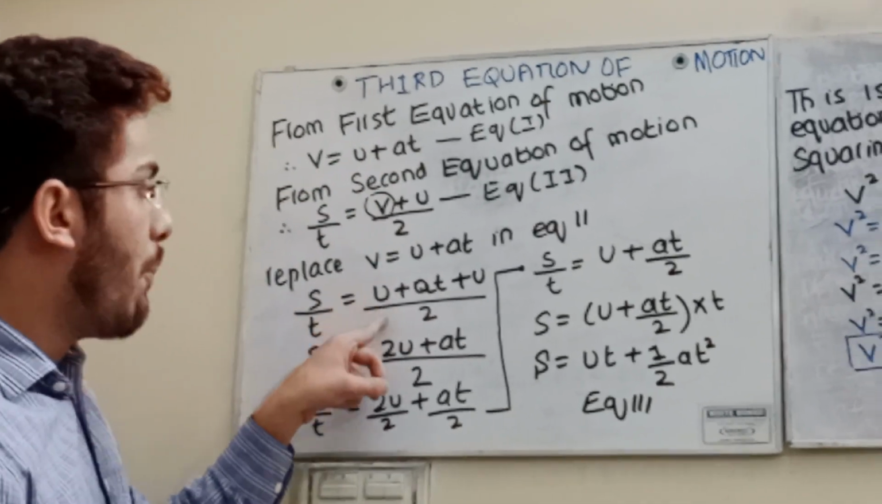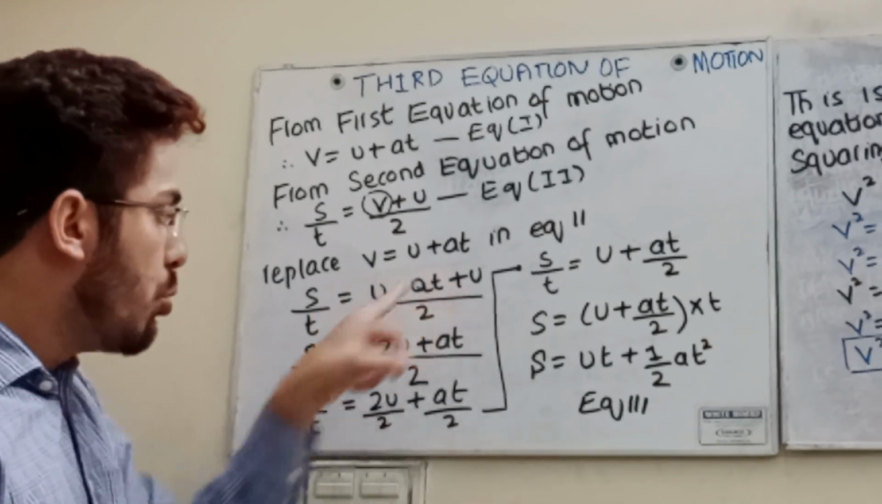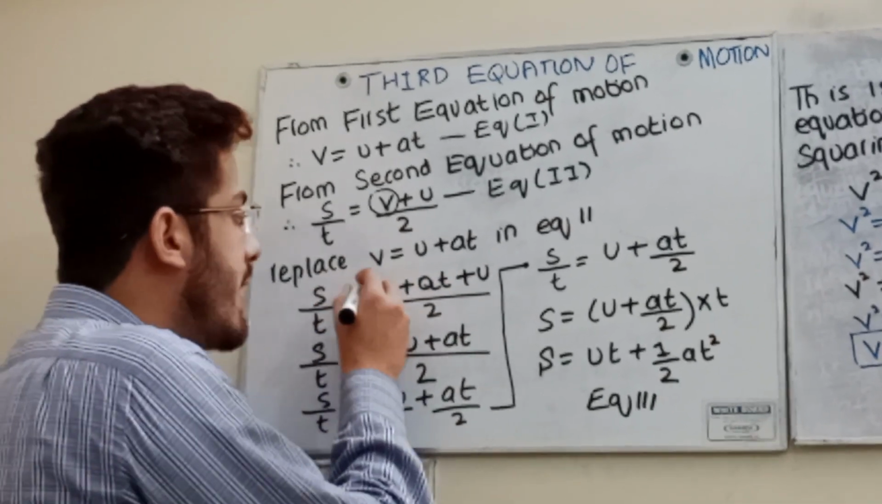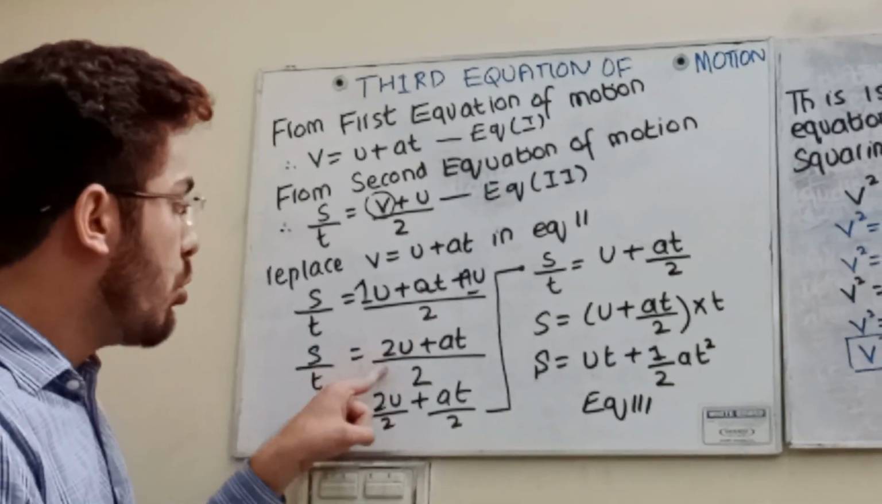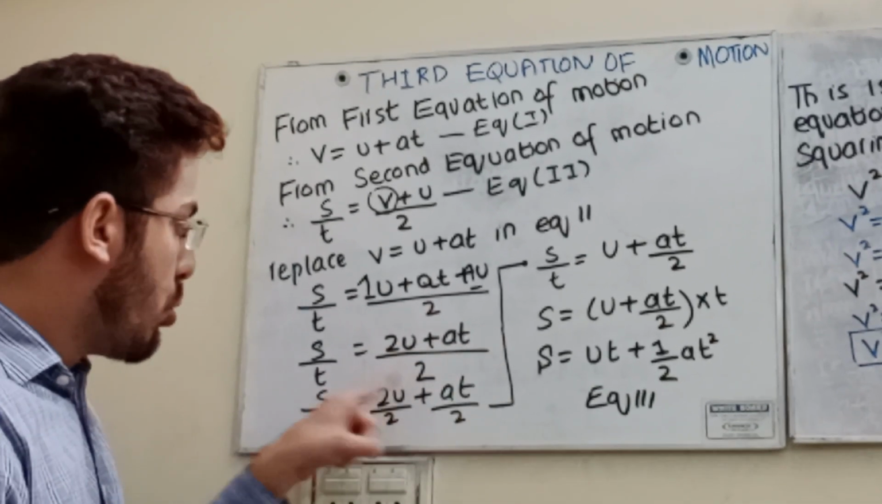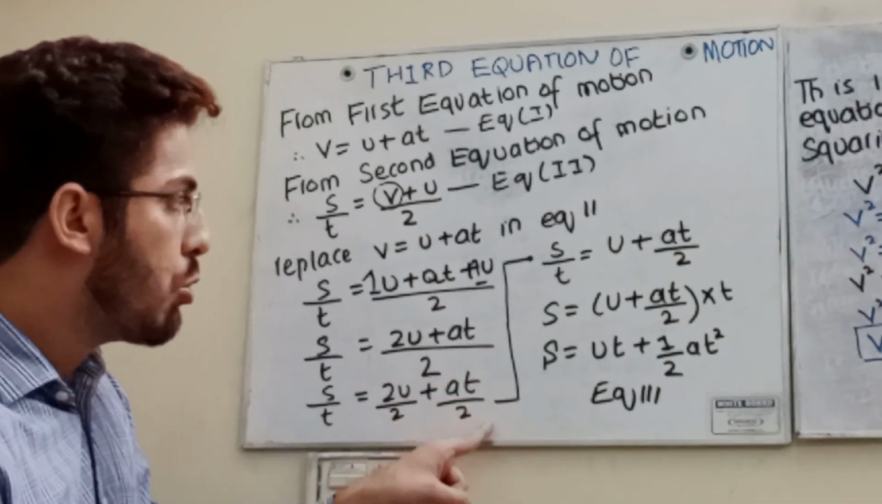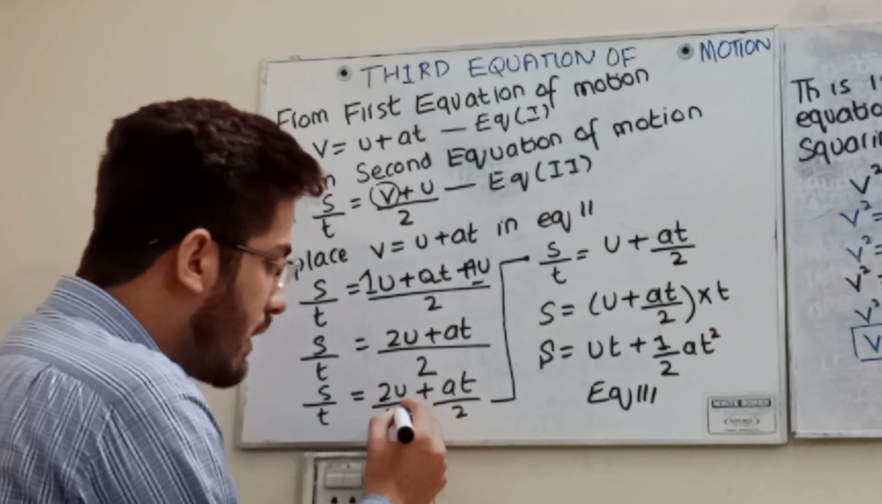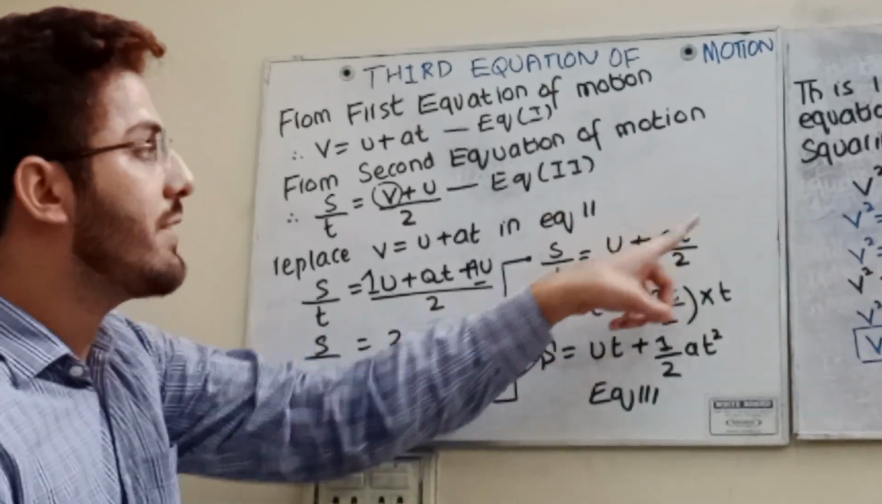Once I apply it over here, student, u plus at plus u, then 2u, definitely it has base 1, it also has base 1, definitely coefficient 1, then (2u plus at) upon 2. Now student, I am dividing 2u upon 2 plus at upon 2. Now the 2 has been cancelled out. So what is left over here? Initial speed plus at upon 2.